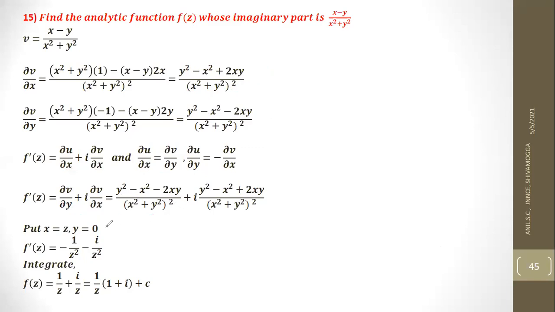Next, third rule. Put x is equal to z and y is equal to 0. Then f dash z will be equal to, y is equal to 0, therefore this is 0 square. Leave it. Minus x square is minus z square. Here y is 0, 0 into anything is 0, divided by z square whole square is z power 4, and y square is 0. Plus i into, here y square is 0, minus x square is minus z square, and here y is 0, divided by z power 4.